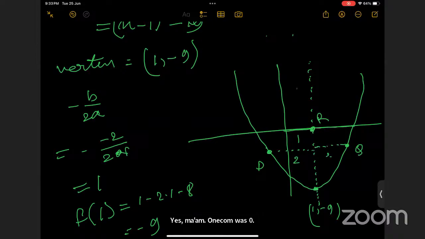Now, S is the vertex of the curve, so this point is S. We have that information. Now, what we have to do: what is the height of the triangle PQR? That means this triangle. We have to find the height of this triangle. That means we have to find this distance, right?